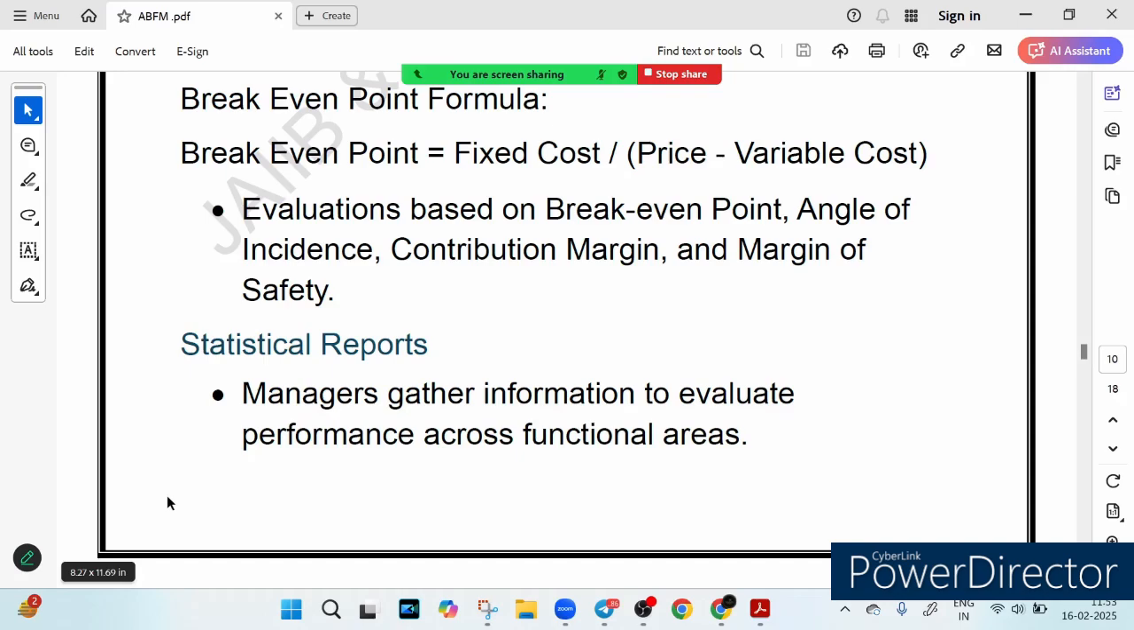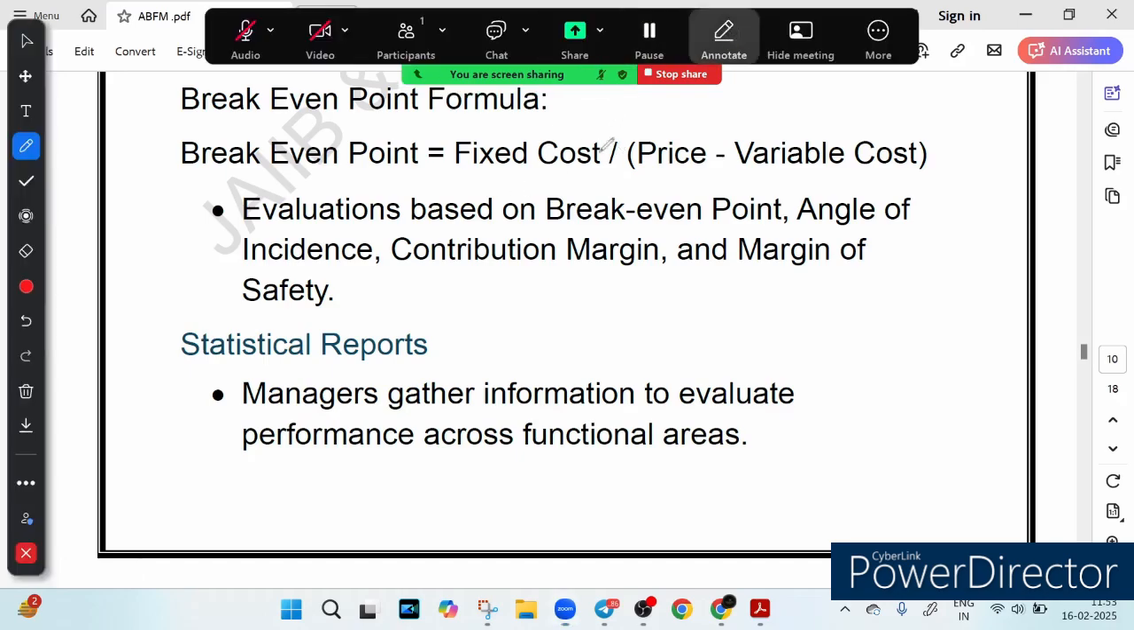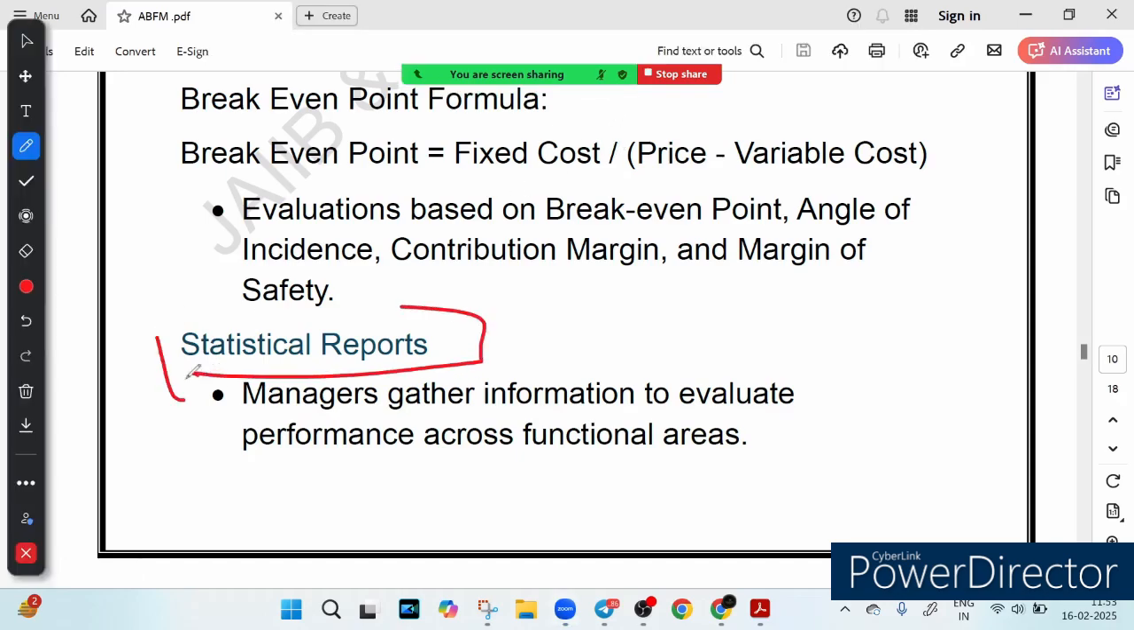Then we have something called a statistical report. This is another control technique. First we discussed direct observation. Then we discussed the break-even point. The third is statistical control. So what is the meaning of so-called statistical control? Let's talk about it.